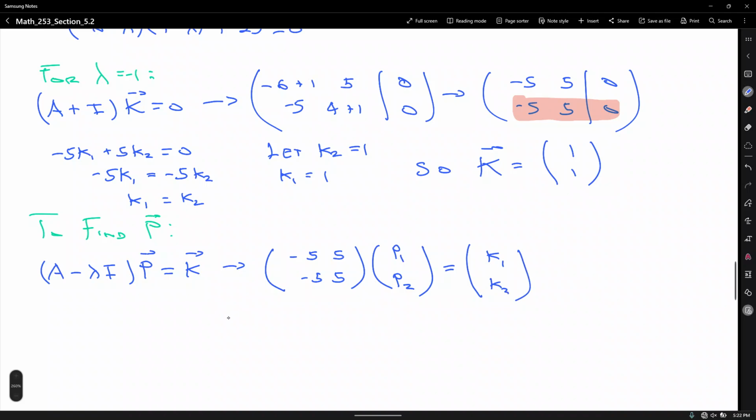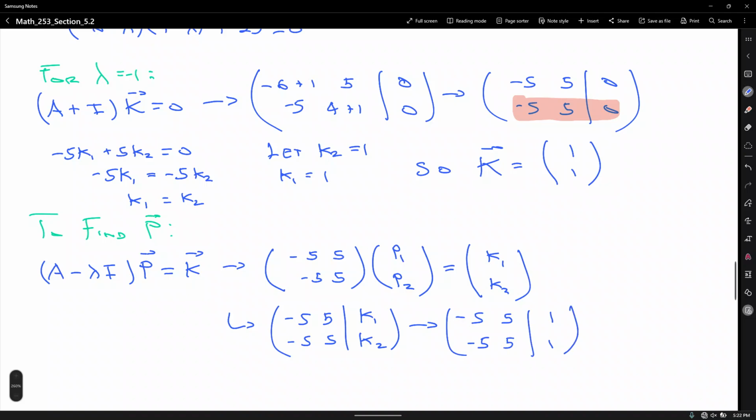All right, let's just substitute the K1. So let me do negative 5, 5, negative 5, 5. I'm going to omit the P1, P2 because that's going to be the unknown vector, and I'm just going to go to the augmented matrix form, which is negative 5, 5, negative 5, 5, and our vector is 1, 1.